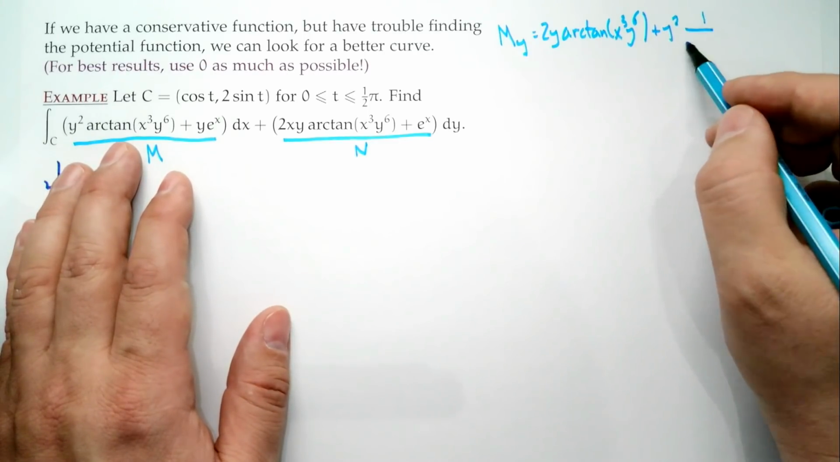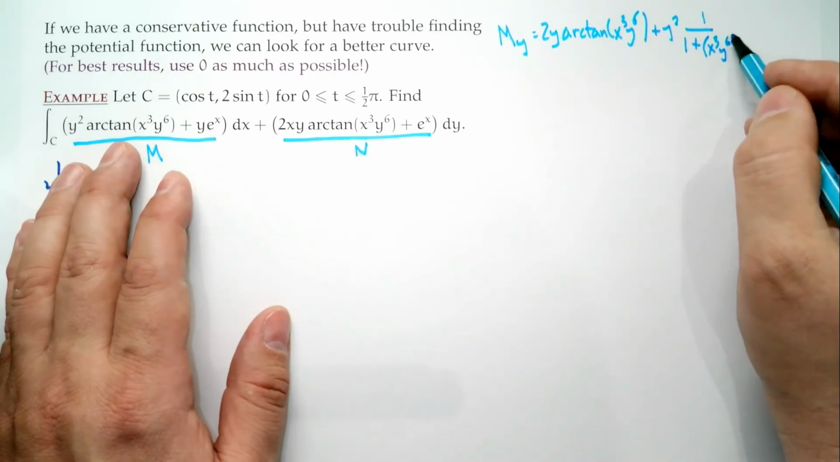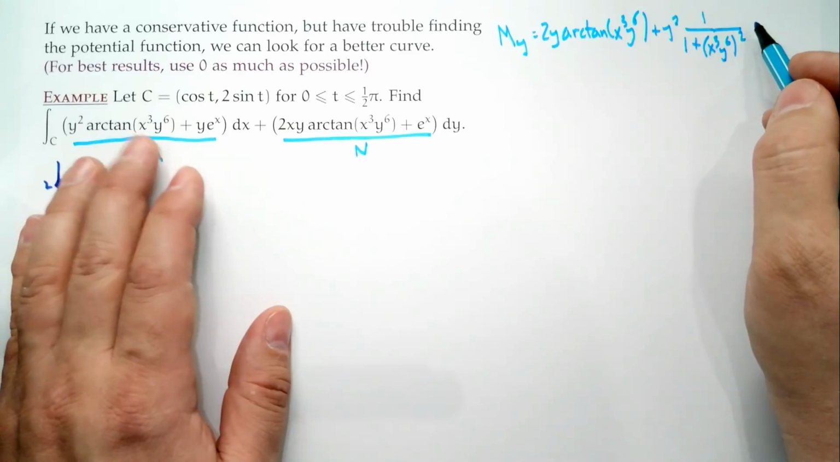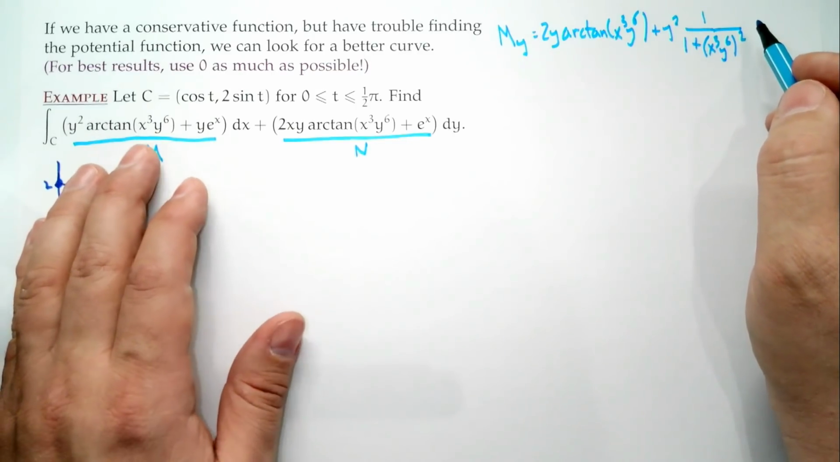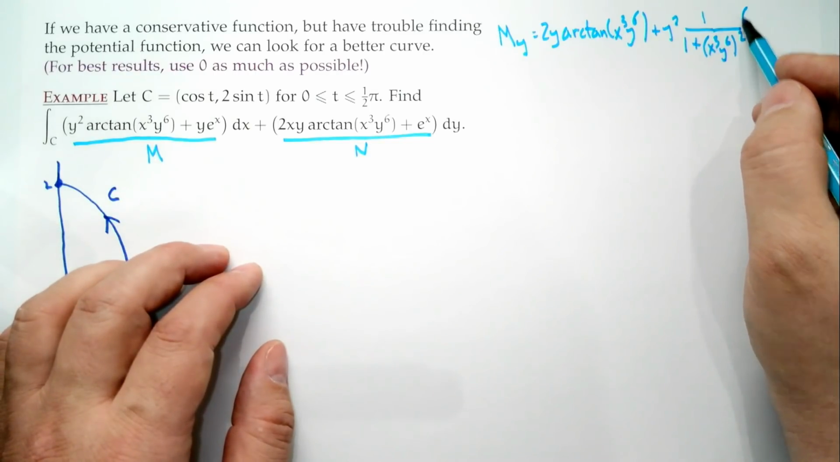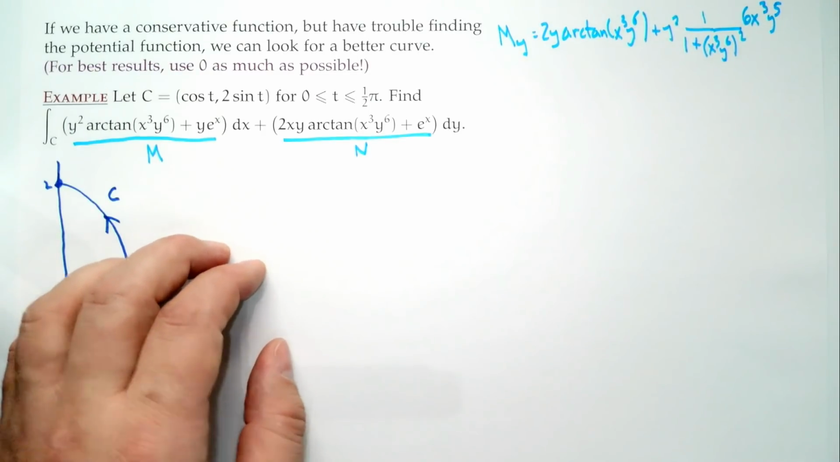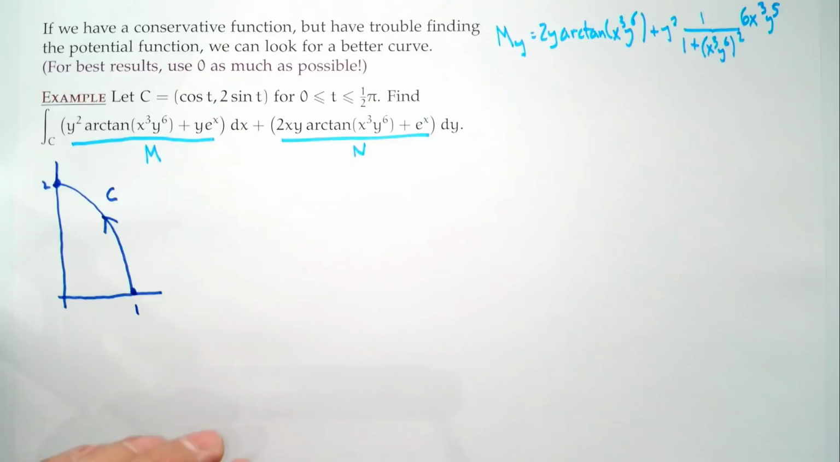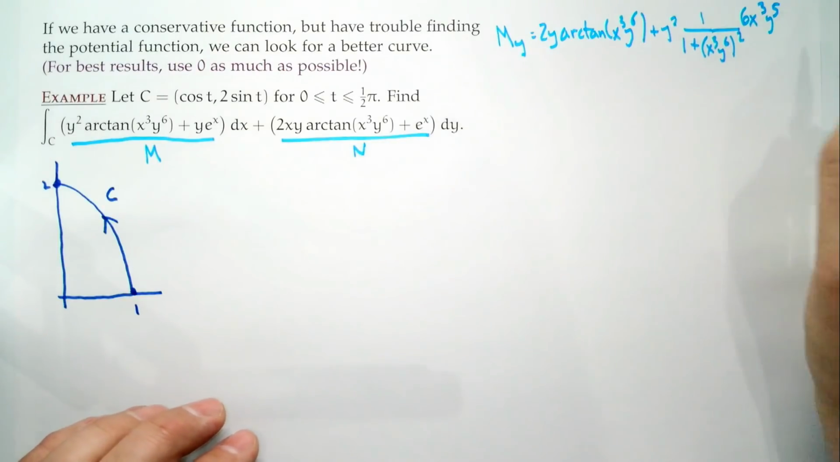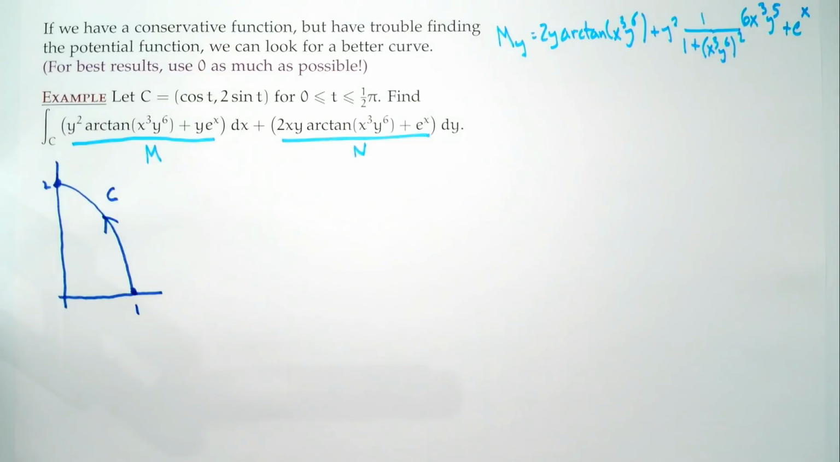That's 1 over 1 plus x cubed y to the 6 squared times the derivative of the inside with respect to y, which would give us 6x cubed y to the 5th. And finally, we take the derivative of y e to the x with respect to y. Well, at least that one's easy. That's e to the x. Okay, so that's what happens when we take the first slot, take the derivative with respect to y.